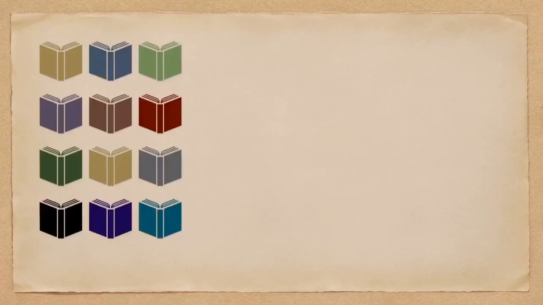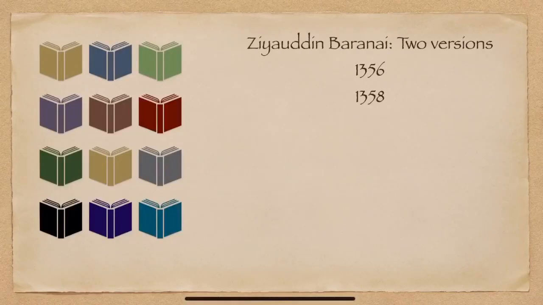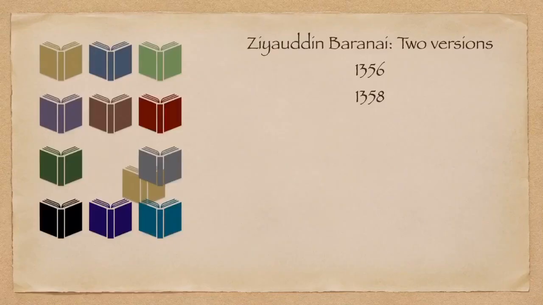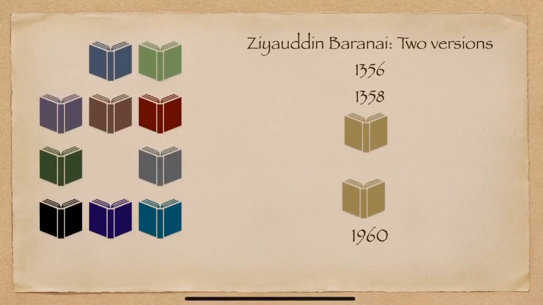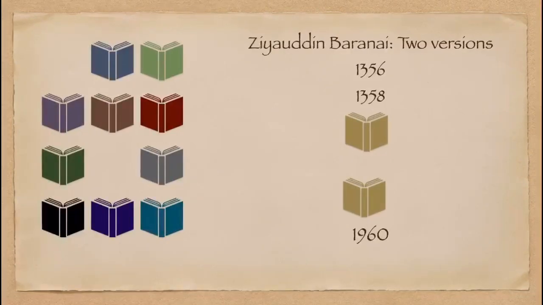Similarly, Ziauddin Barani had two versions of his chronicle. The first he wrote in 1356 and later he updated it in 1358. Now historians knew about his later version, the one that he wrote in 1358, but his earlier version got lost in huge library collections, and historians did not know about his earlier version until the 1960s. Sometimes important documents remain buried in huge collections, which causes a major problem.